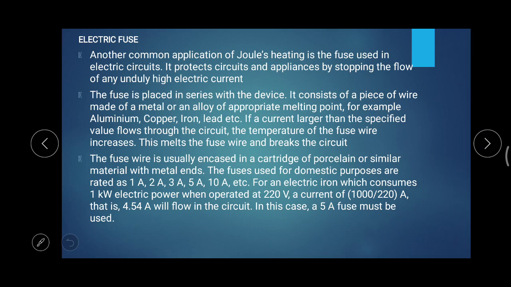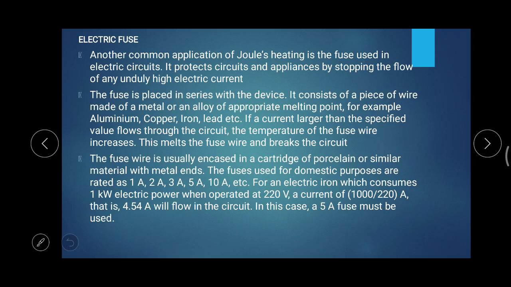For example, take an electric iron which consumes 1 kilowatt of electric power when operated at 220 volt. So the power value is given, and the voltage 220 volt is given. Power P is equal to V into I. So the current I will be 4.5 ampere.